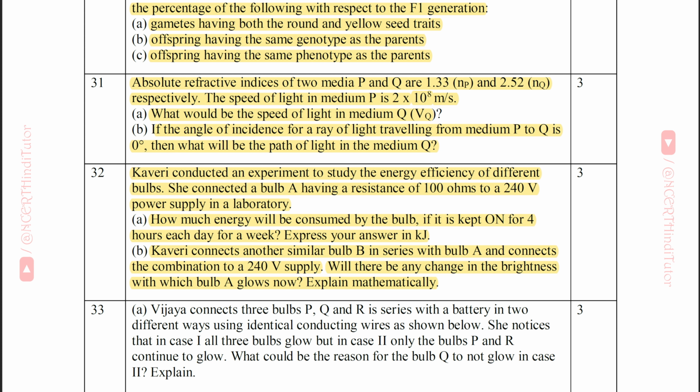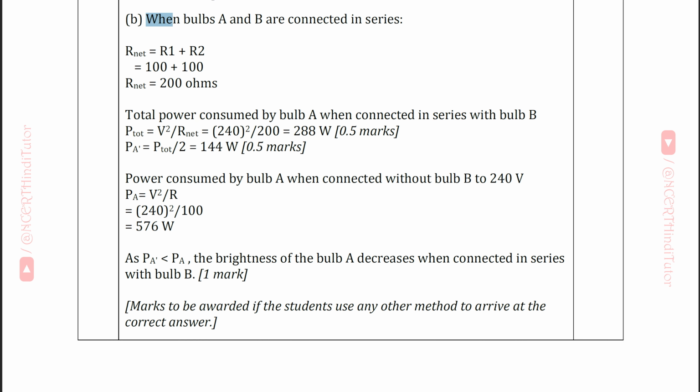Explain mathematically. Answer. When bulbs A and B are connected in series, resistance is equal to R1 plus R2. Net resistance is equal to 200 ohms. Total power consumed when bulb A is connected in series with bulb B, P total, is equal to V square upon net resistance. So after putting the values, we get power is equal to 288 watt. So power at bulb A is equal to total power divided by 2. So we get 144 watt.